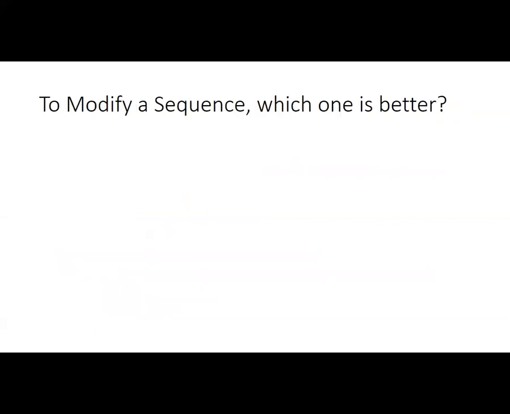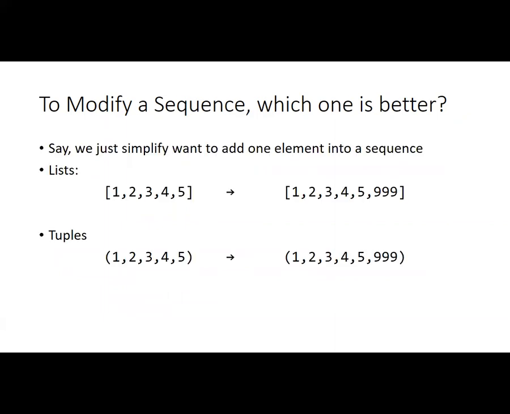But let's say if I really want to modify some sequence or produce some new modified sequence, should I use lists or tuples? For example, I make a very simple function. I got a sequence. I just add one more item, 999, at the end. I think by now you should know how to do it. You can just use append. But tuple, you cannot use append. So how do you do it?